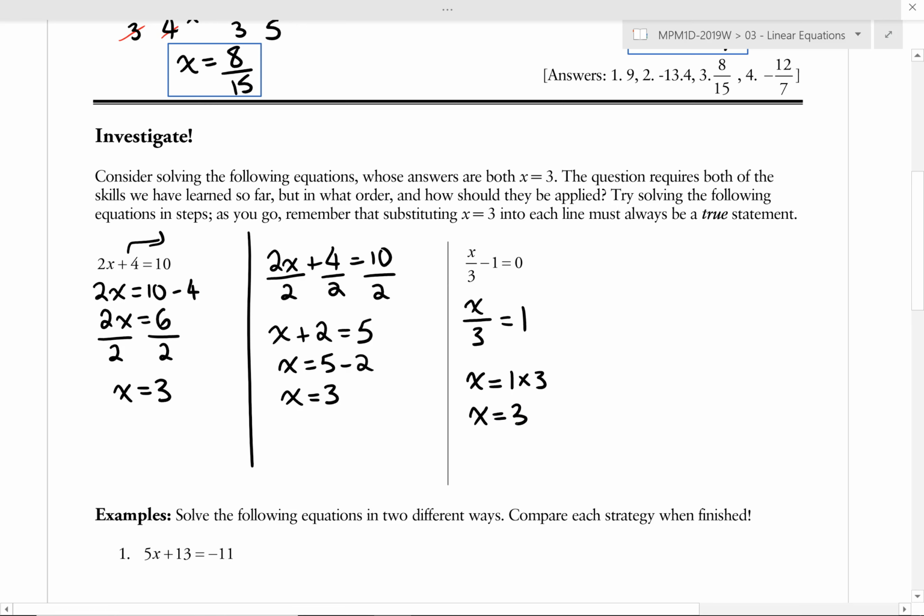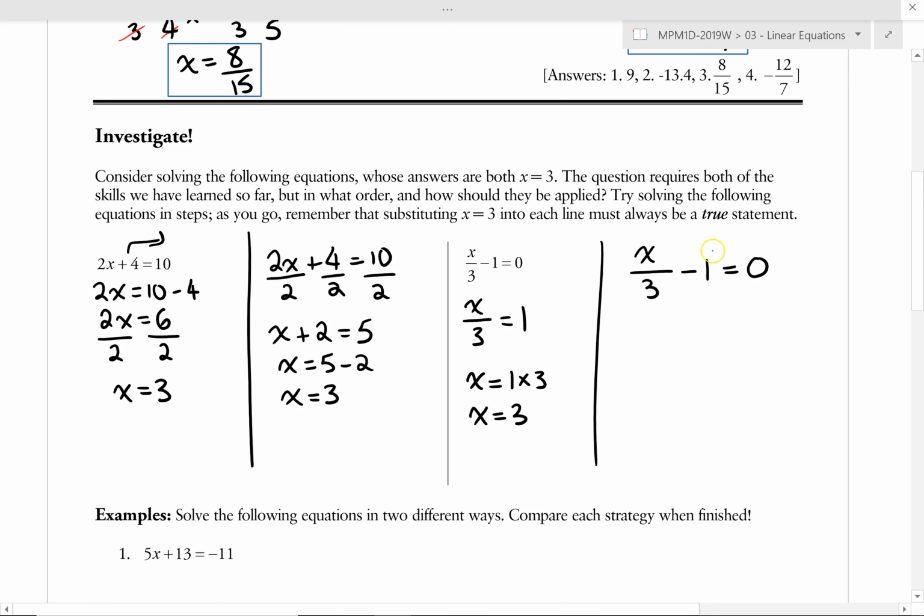Now, what if we were to do our multiplication first? Multiplying first would mean multiplying literally everything on each side by 3, because we can't just multiply this part. This is the key here.